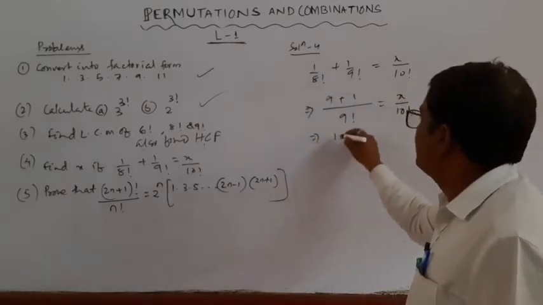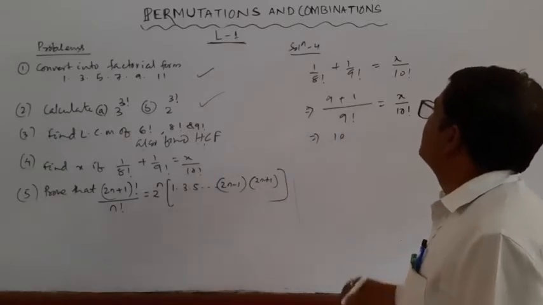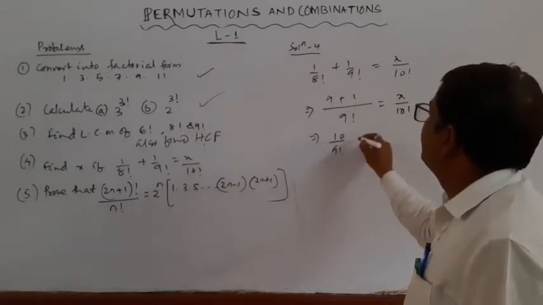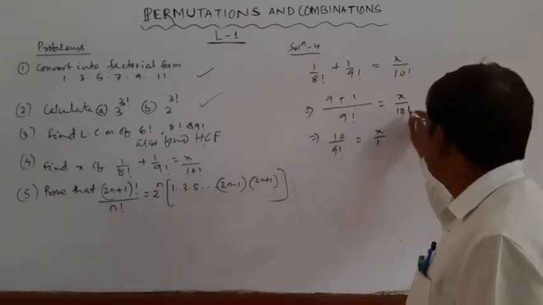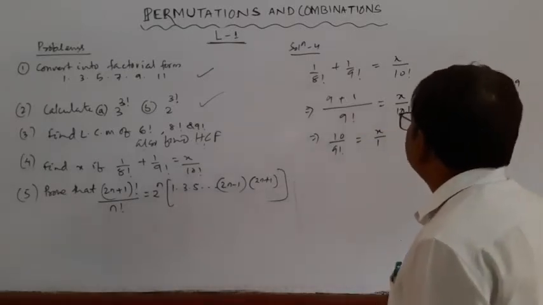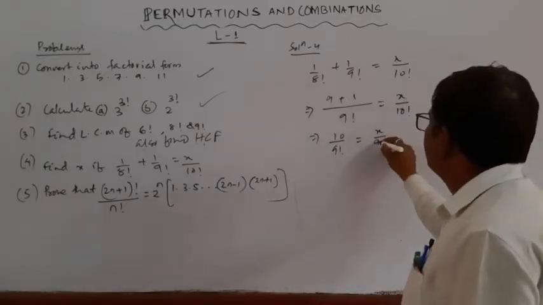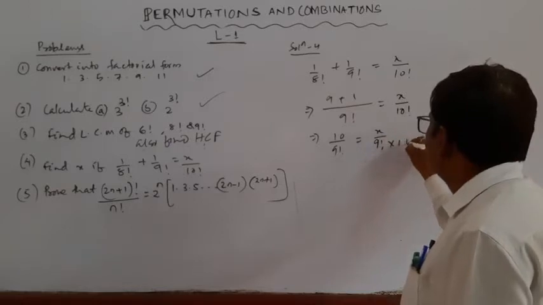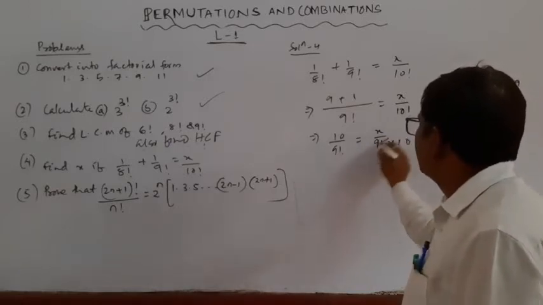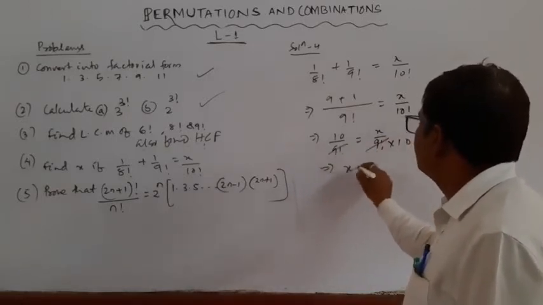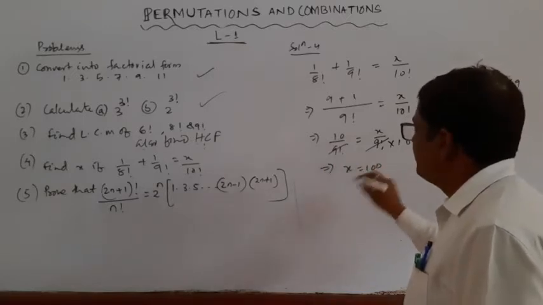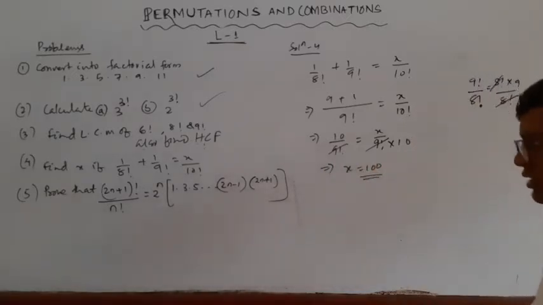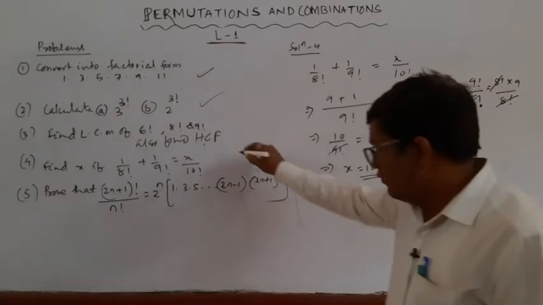So this is 10 by 9 factorial, equal to x by 10 factorial. X by 10 factorial means 9 factorial into 10, so 9 factorial cancels, and x is equal to 100. X is equal to 100. This is the solution of question number 4.